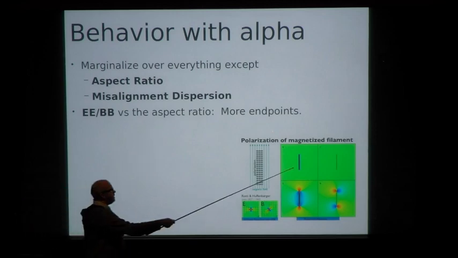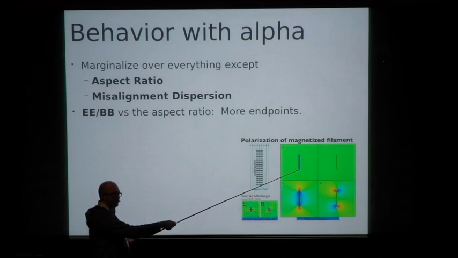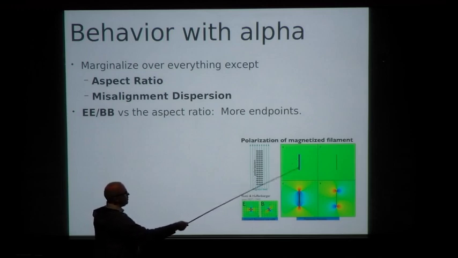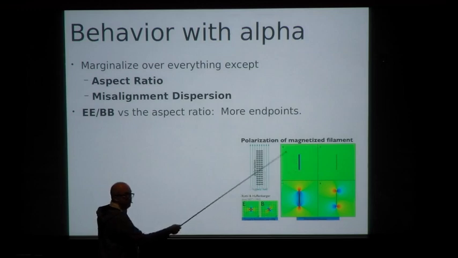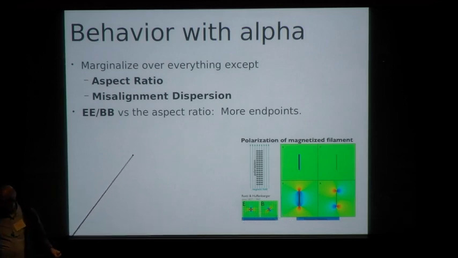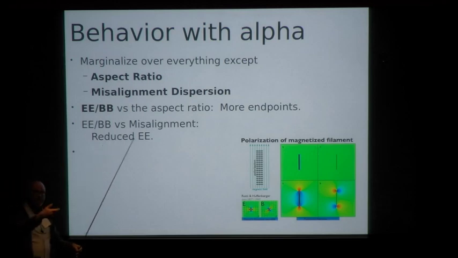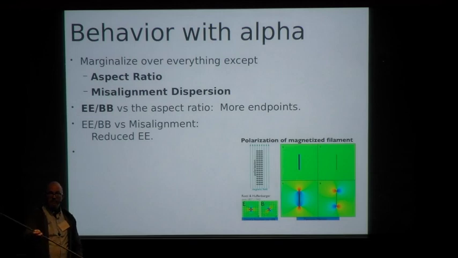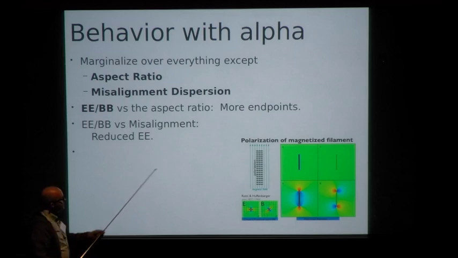As I change the aspect ratio of this, I'm going to have, per unit temperature, more endpoints per length. So there will be more B per unit E. So as I shorten the filament, I will get a larger B to E ratio. As I change the misalignment, if my filament is up and my magnetic field we're averaging azimuthally, then I'm going to have less polarization along the filament, so my E will go down, but my B won't change much, because the B just comes from the corners.